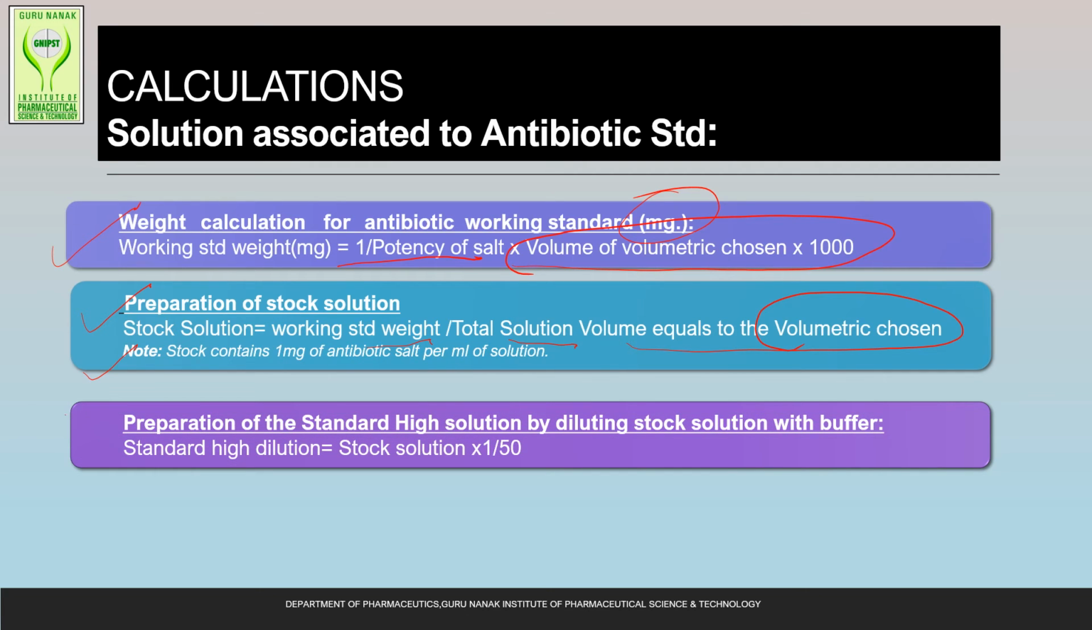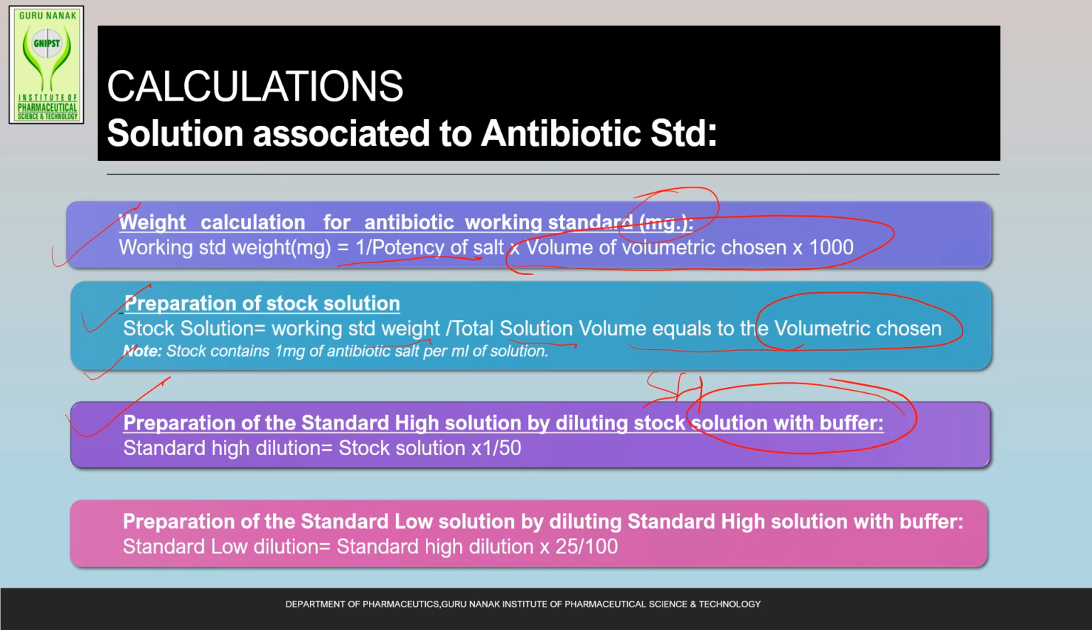Next formula is for the preparation of standard high solution, that is the SH, by diluting stock solution with the buffer that I have already mentioned in my earlier slide. The standard high dilution is equal to stock solution into 1 divided by 50. Now we study about the standard low solution. Standard low dilution is equal to standard high dilution into 25 by 100. Standard low dilution is usually abbreviated as SL.